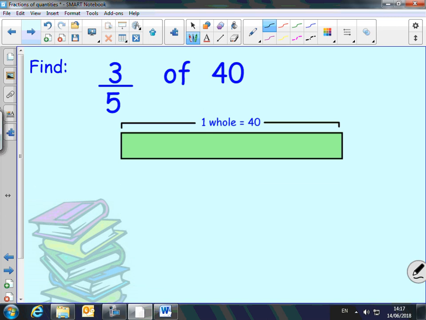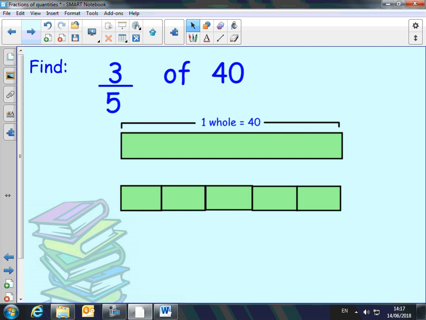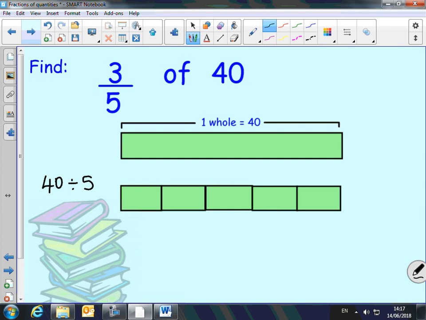Our next example, find 3/5 of 40. So if you get one whole here, it is equal to 40. We're going to split that up into 5 equal parts, just like we did before. And we still need to work out what goes in each of those boxes. So we take 40 and divide it by 5, which will give you 8. So each of these boxes represents 8. So as you can see, this is 1/5. So 1/5 of 40 is equal to 8.